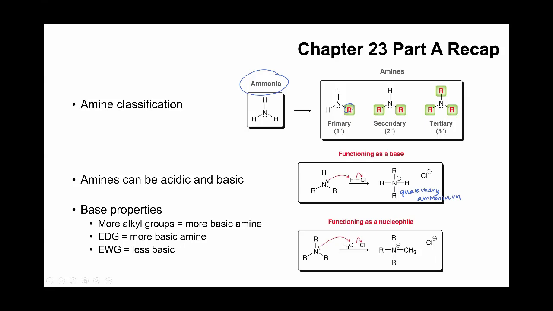Then we have base properties of amines. If you have more alkyl groups on a nitrogen, that's going to make it more basic. Electron donating groups make it more basic, and electron withdrawing groups make it less basic. So an amide versus an amine, this is less basic because of that electron withdrawing carbonyl, and this is more basic. Questions there?